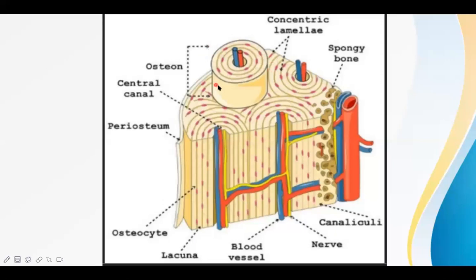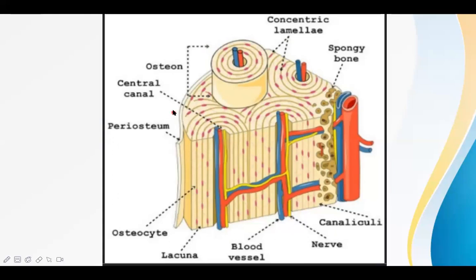Now, the individual basic structure is called osteon. This is osteon. Inside a bone, there are so many different osteons. See here, this is one osteon, this is another one, this is another one, and this is another one. So many different osteons are there.